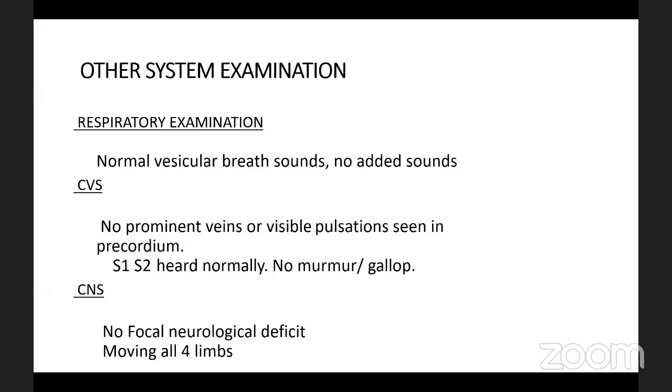In this case, CNS examination is also important, because if there is a chronic case or the child presents with a CNS infection, then CNS findings are important. But the child is acute. Go ahead. The CNS is normal, right?